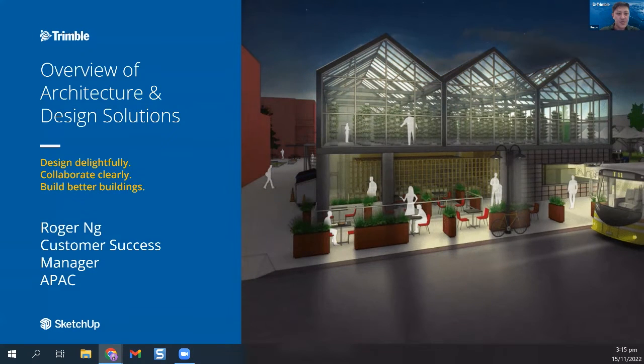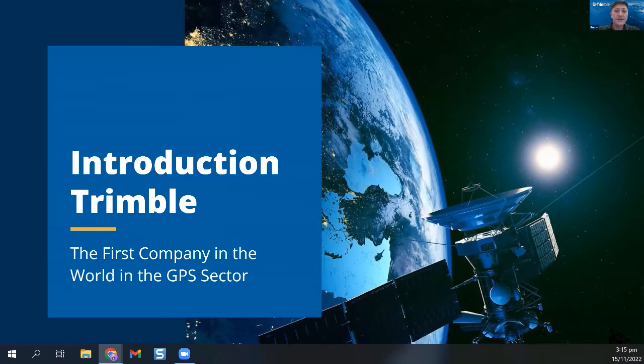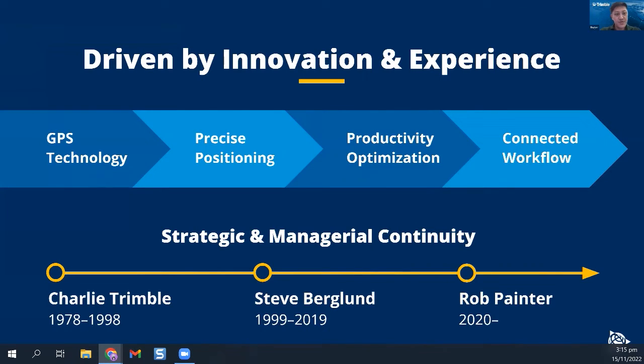So we were founded by Charlie Trimble in 1978, right? On a single product, right? Actually, it's the GPS technology. So Trimble was really the only player in that space for back then in the 1970s. And then throughout our history, right, Trimble, we offer different technologies like GPS positioning, software, construction tools. And then currently Rob Painter is our CEO. In fact, he has been our CEO for the past 2 to 3 years.